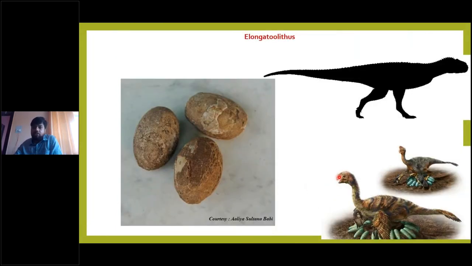Some theropod dinosaur eggs are also known from the Lameta formation of India. Their eggs were more like the eggs of chicken. You can see the oval shape that makes them different from sauropod dinosaur eggs, which were spherical.